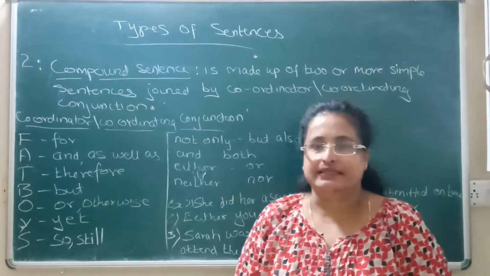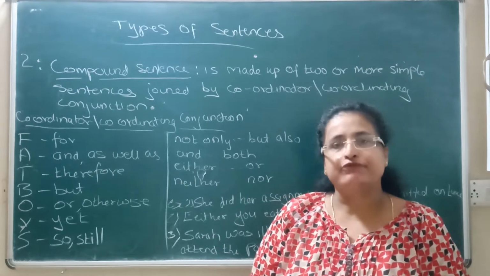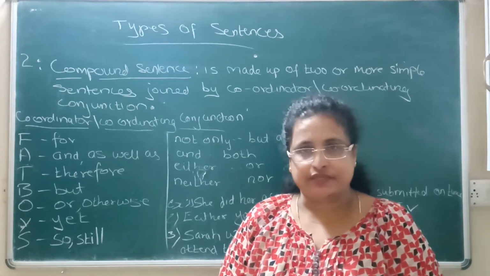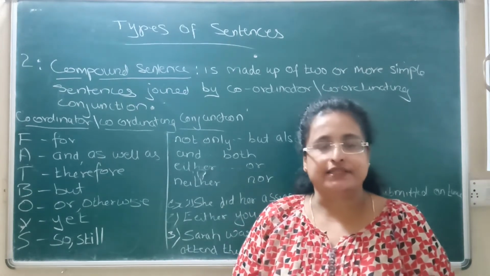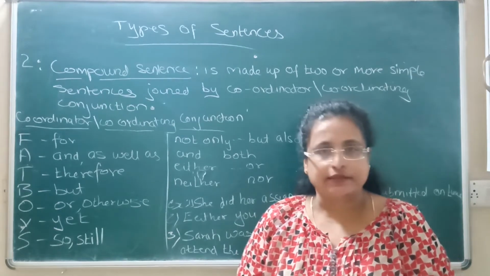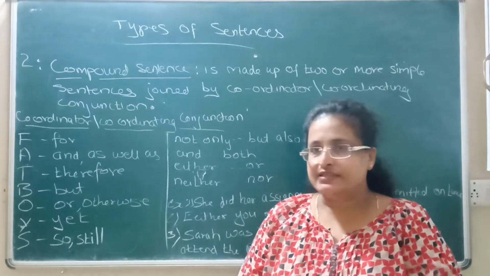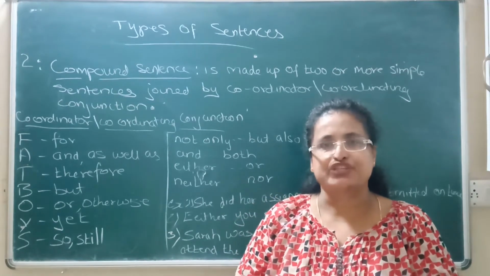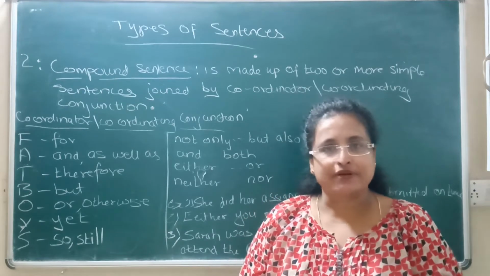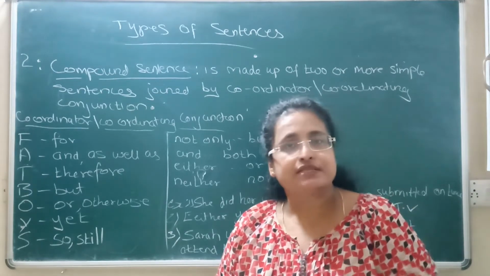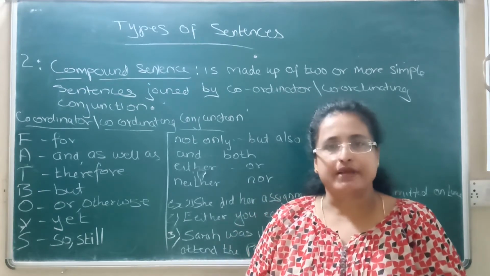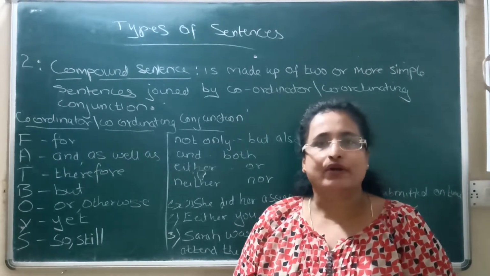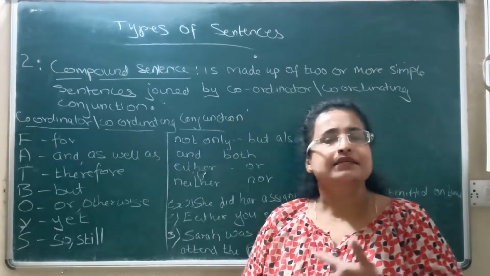Now what is a compound sentence? A compound sentence is made up of two or more simple sentences joined by a conjunction. And which conjunction? A coordinating conjunction, or you call it a coordinator. So just remember this. We have just done the simple sentence. What is a simple sentence? A sentence having one subject and a predicate, with one and only one finite verb. That's a simple sentence. Now what is a compound sentence? A compound sentence is made up of two or more simple sentences joined by a coordinator or coordinating conjunction.